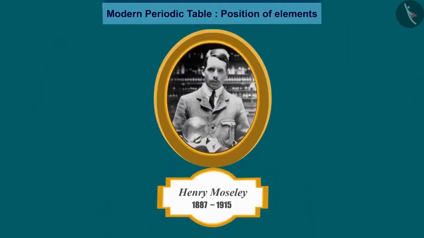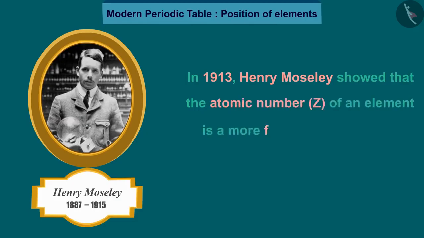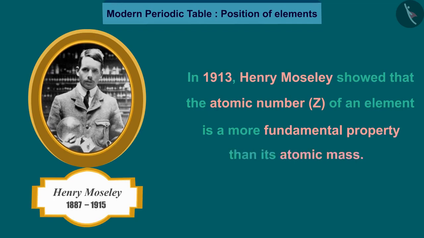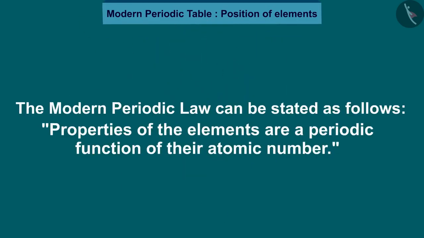In 1913, Henry Moseley showed that the atomic number, symbolized as Z, of an element is a more fundamental property than its atomic mass. Accordingly, Mendeleev's periodic law was modified and atomic number was adopted as the basis of the modern periodic table, and the modern periodic law can be stated as follows. Properties of the elements are a periodic function of their atomic number.